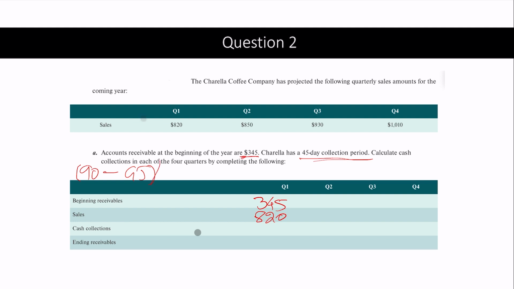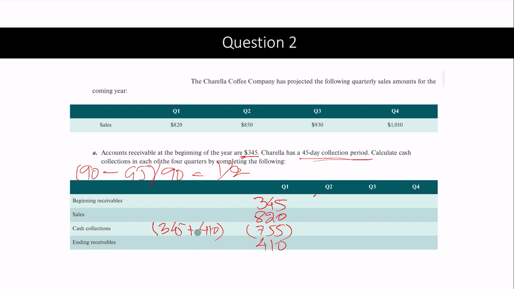So we see divided by 90, half of the sales are received in the same day. So we can say that here the cash collection is 345, which is the beginning balance, plus half of which is 410. So this is going to be 755. We can write it like this way so that we can understand. So 410 is going to be the ending balance.